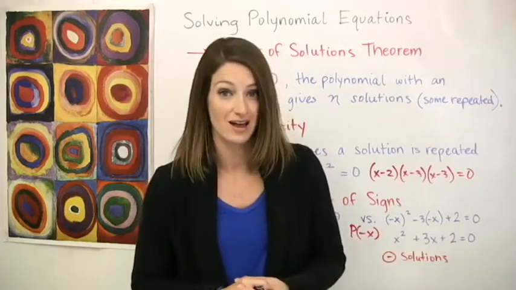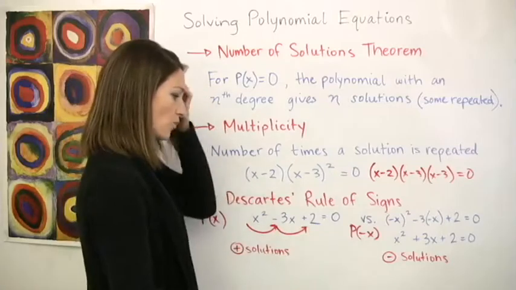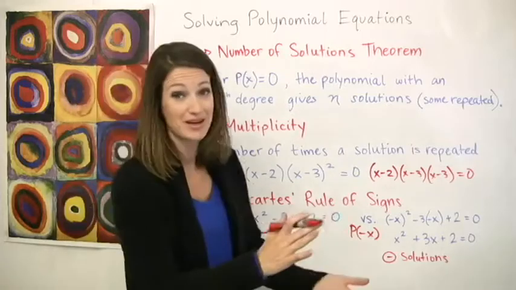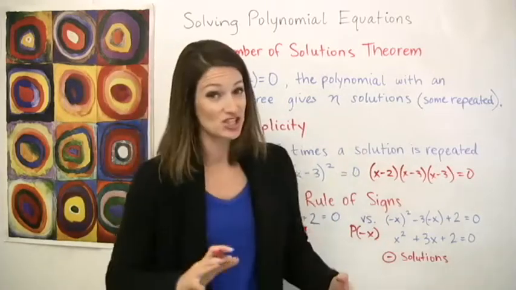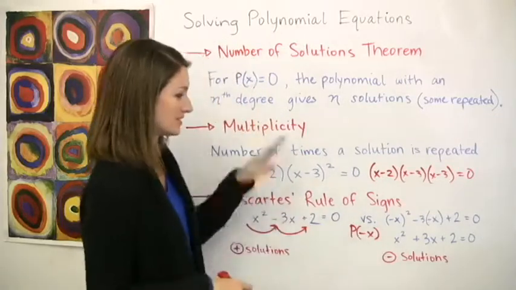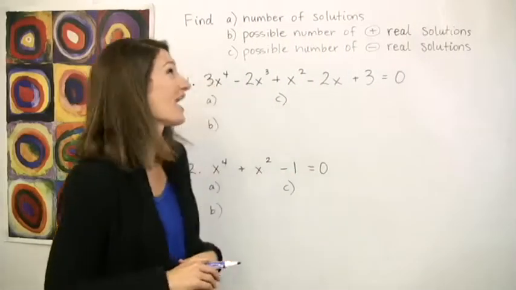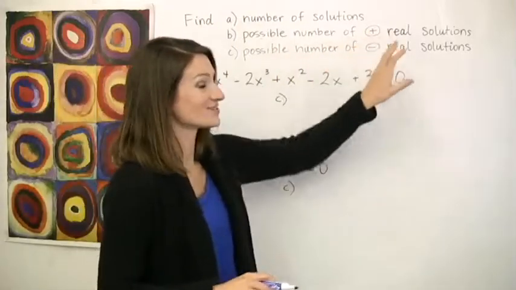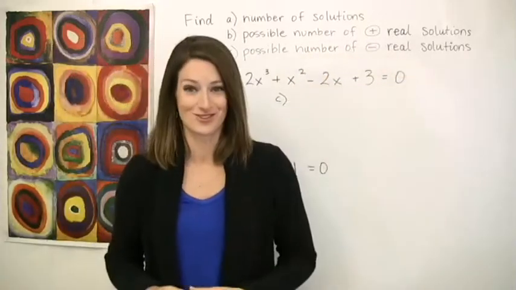And so when we work through some of the examples in this problem, you'll take a look at how many positive solutions there are and how many negative solutions there are, and if there are any imaginary solutions that are possible as well. So let's try a few examples and put these theorems to the test. For the following polynomial equations, we're asked to find the number of solutions, the possible number of positive real solutions, and the possible number of negative real solutions.